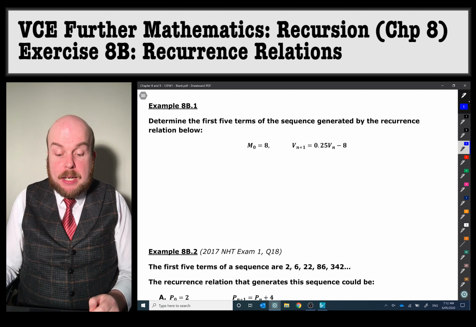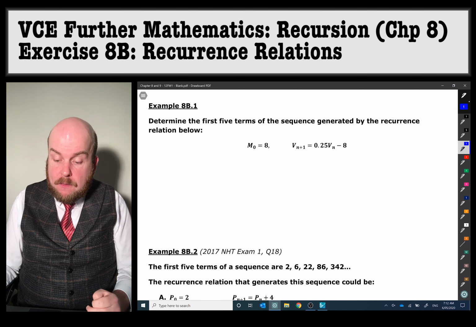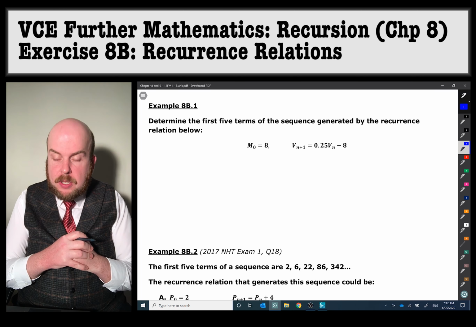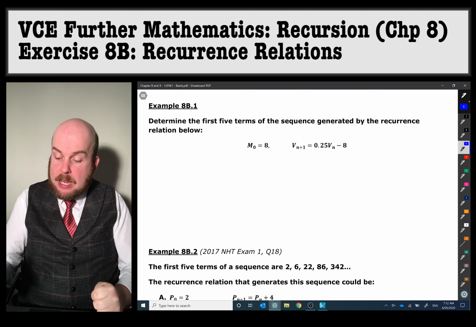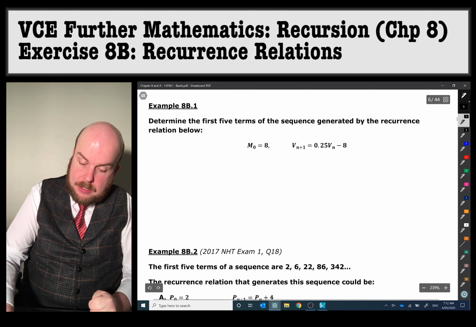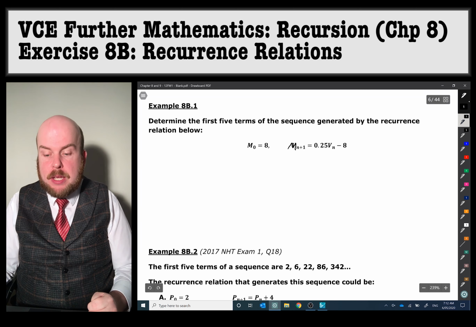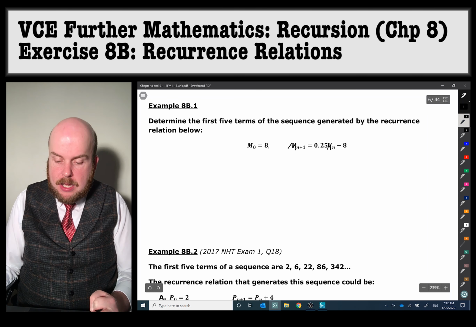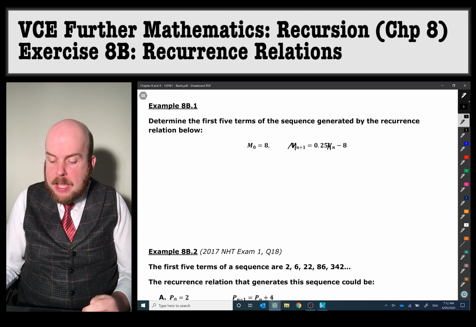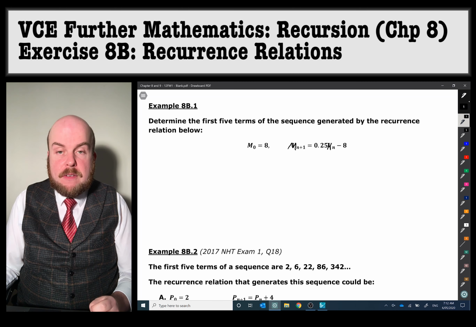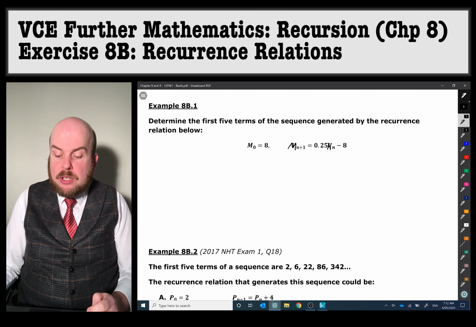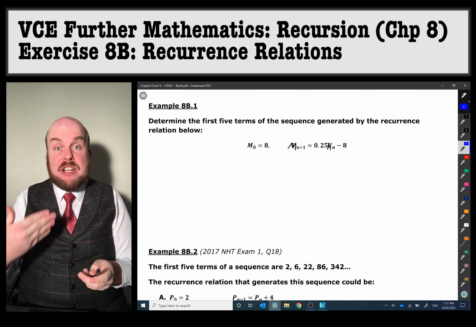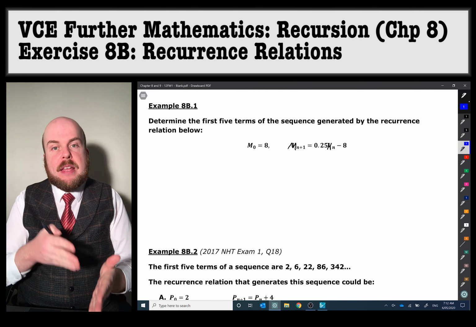Example 8b.1. Determine the first 5 terms of the sequence generated by the recurrence relation. So we have m0 is equal to 8, and then Vn+1, and that should actually say m(n+1) because we're using m in this rather than v. So m0 is equal to 8, m(n+1) is equal to 0.25 multiplied by mn, take away 8. So what does this mean in reality, that 0.25 mn? It means for each term, I'm going to times it by 0.25 and then I'm going to take away 8.